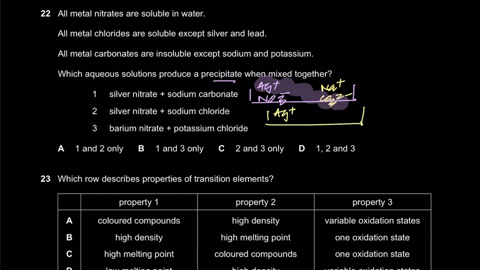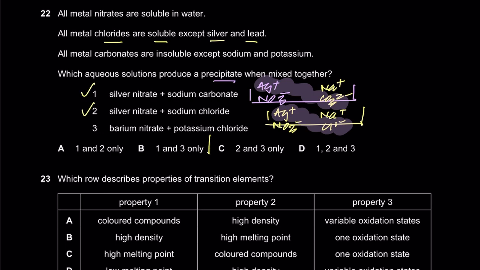Now make this out: silver ion, nitrate ion, sodium ion, chloride ion, and check this out. He's saying, check out chlorides. He's saying all metal chlorides are soluble except lead and silver. So, sir, when silver ion comes into contact with chloride ion, it's going to make silver chloride, a precipitate will form.